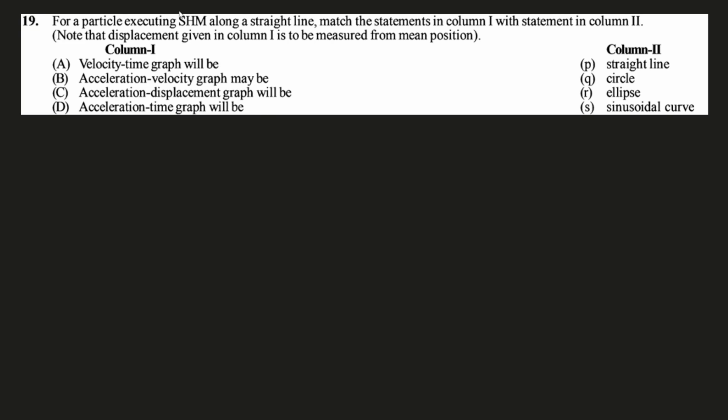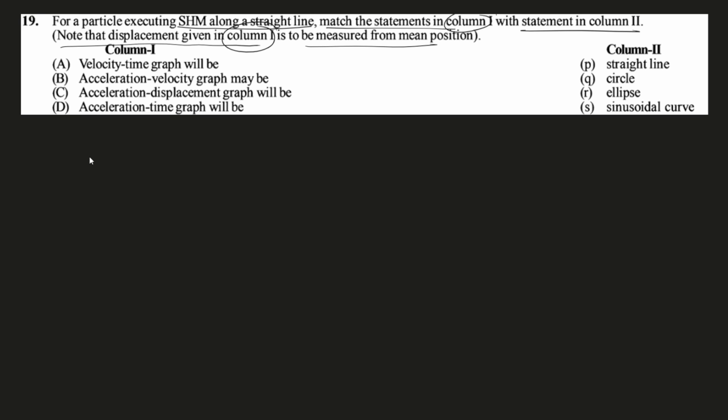So this is a basic question on SHM, the properties of SHM. And it says, for a particle executing SHM along a straight line, match the statements in column 1 with statements in column 2. Note that displacement given in column 1 is to be measured from the mean position. So velocity time graph will be, let's just draw all these graphs.